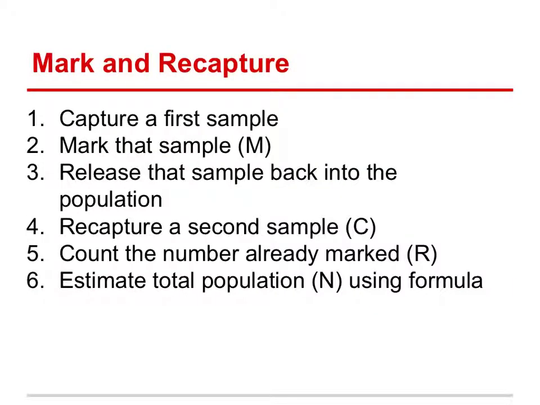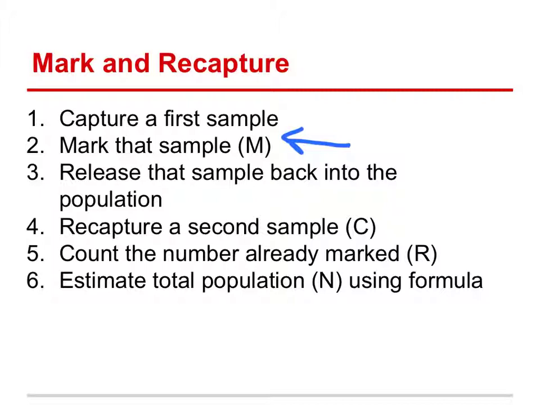A quick rundown of the method itself is as follows. The first thing that an ecologist would do is capture a first sample, and they would mark that sample somehow. They might mark that sample by tagging an animal. They might paint a tree. They might do something so that when they recapture, they will know which organisms have been captured before and which organisms have not been captured before. And we call the number that we've marked, M. Okay, so that'll be called M. The next step would be to release that sample back into the population.